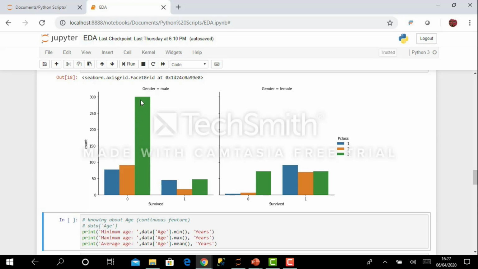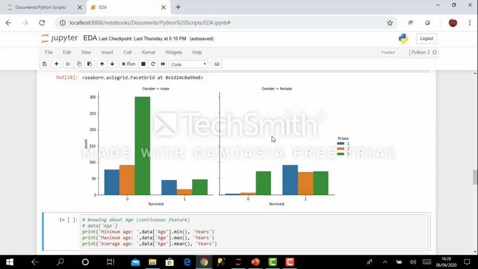So if we first go to gender male, then from the graphical representation I understand that most of the male passengers of third class did not survive. Only a small number of them survived, and for second class passengers also most of them did not survive and very few of them survived. For first class passengers also, the difference between survival and non-survival is smaller, but still more people did not survive for male passengers.